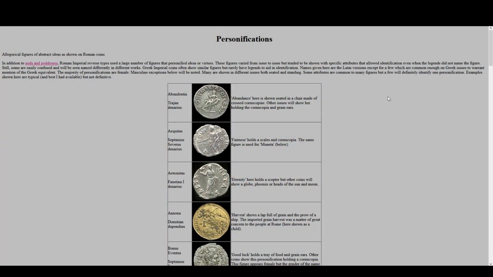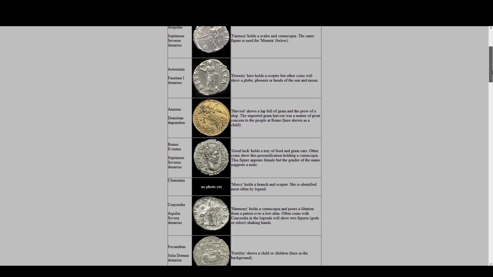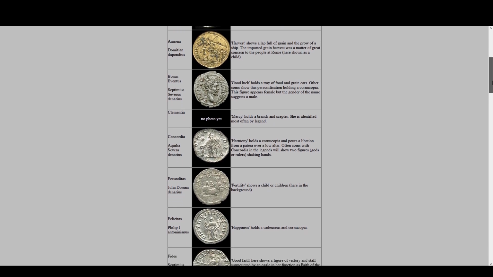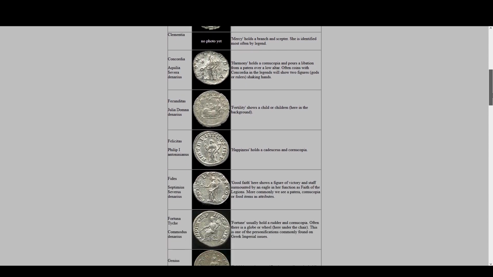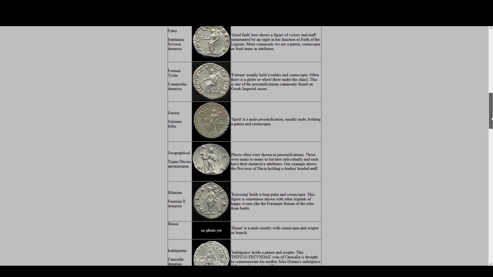Another one I really enjoy is Forum Ancient Coins. They have a page focused on gods and personifications, also linked in the description down below. And they do a fantastic job of contextualizing what each god or personification is typically seen doing, as well as holding. This makes it really easy to recognize a pattern per deity.